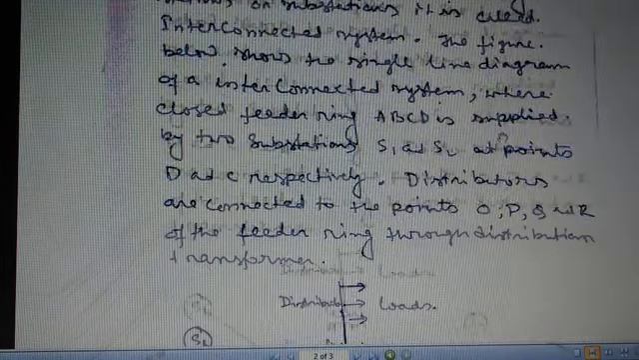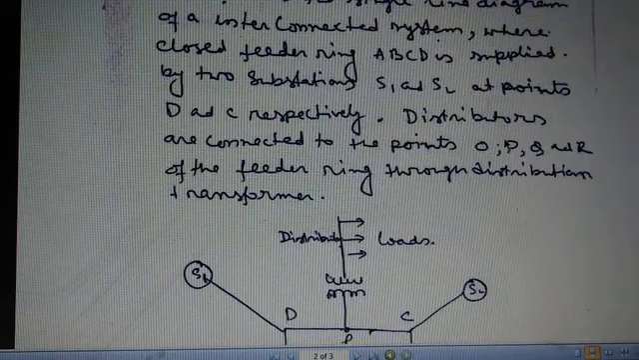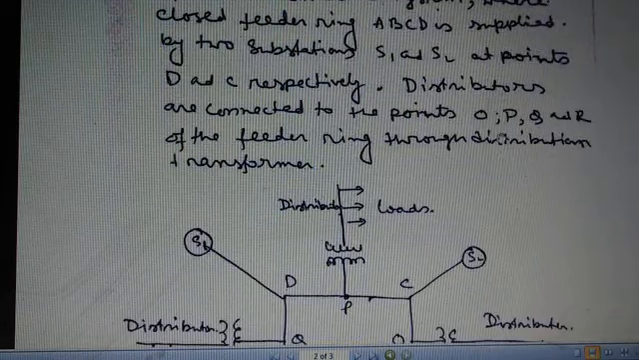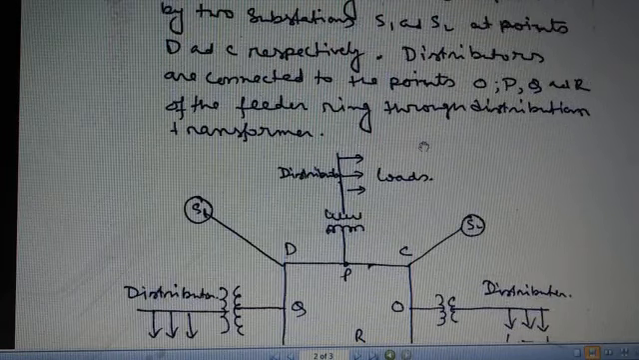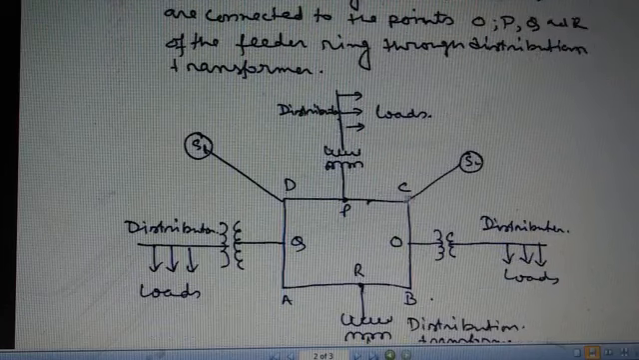The figure below shows the interconnected system where the closed feeder path is A, B, C, D, and the two substations S1 and S2 are connected at points C and D. These are the two substations.